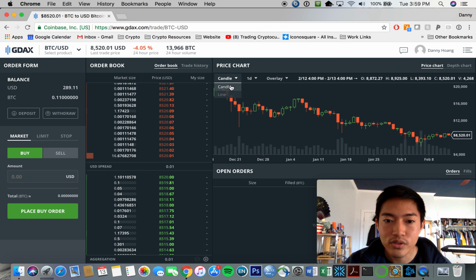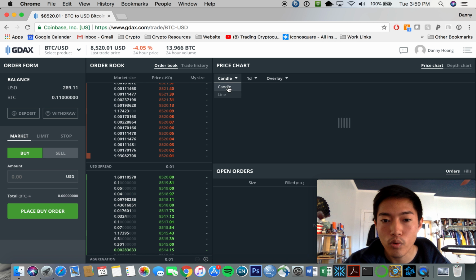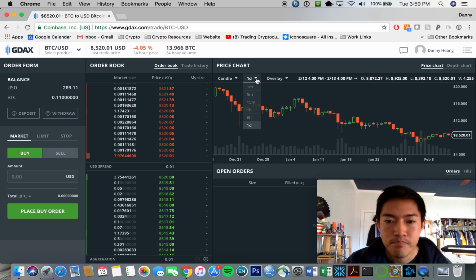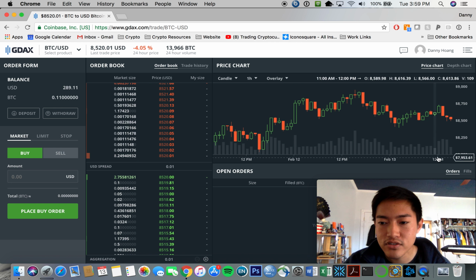With the price chart, you can see it in a line mode, like a line graph, or you could see a candlestick mode. I prefer candlestick mode myself. You could also switch the x-axis from day view to 6-hour view to 1-hour view, and that's just each unit of the x-axis down here.